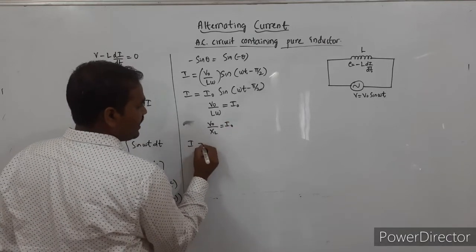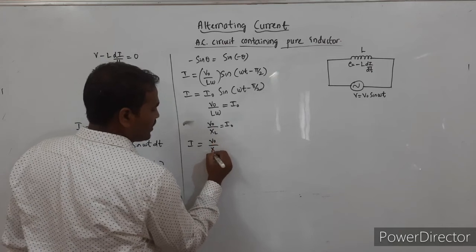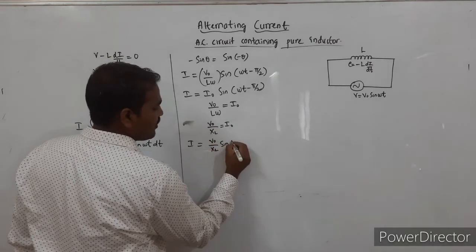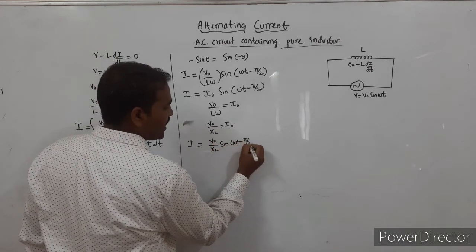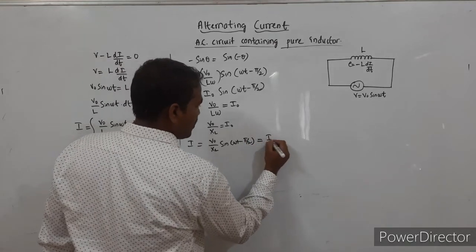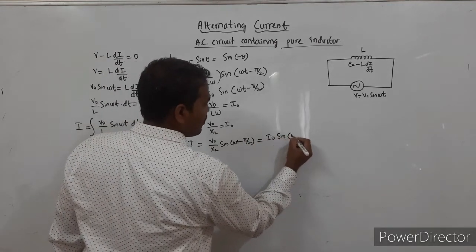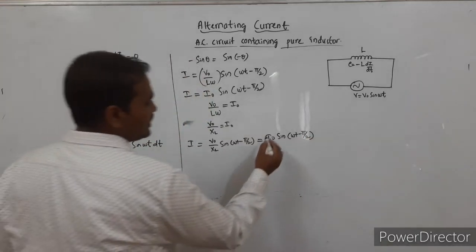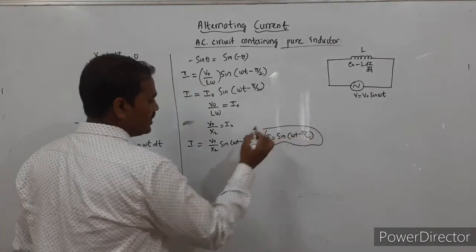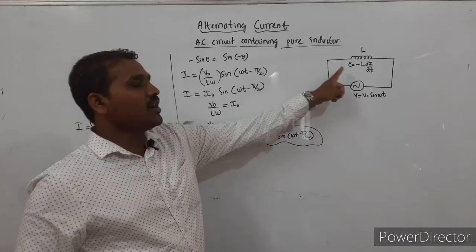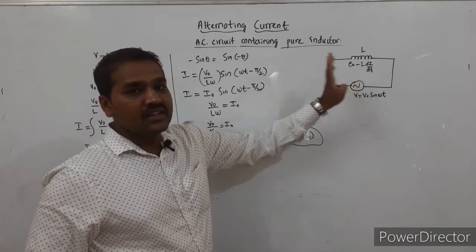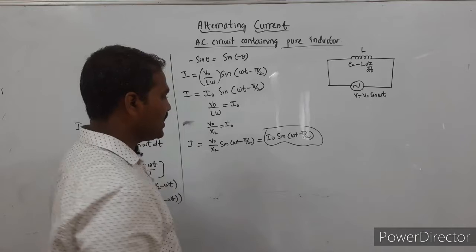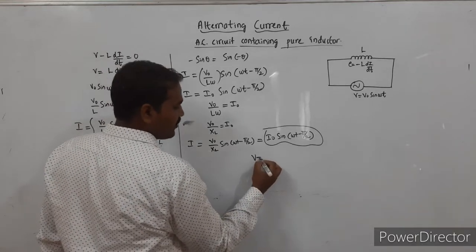Or I can write I = V naught divided by XL times sin of omega t minus pi by 2. This is equal to I naught sin of omega t minus pi by 2. This is the expression for the current when we have only an inductor in the AC circuit. Let us compare with the equation of voltage here.